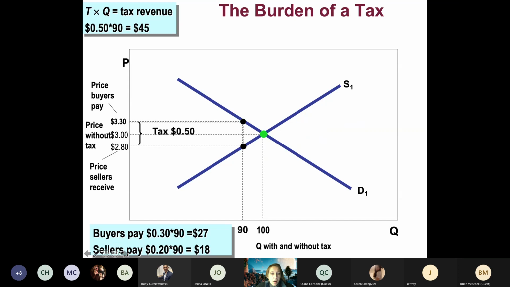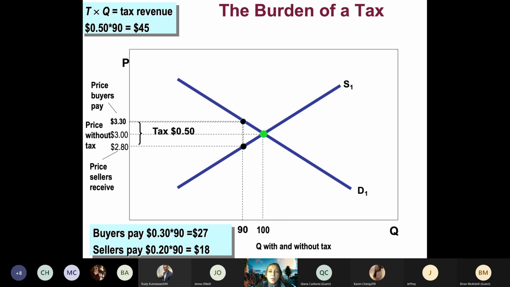In this case, also notice that buyers who used to pay $3 now pay $3.30. So they pay 30 cents out of 50 cents, times 90, the amount sold. So the burden for the buyers is $27. They pay that tax. And the sellers have a slightly smaller burden of $18 because they pay the 20% portion of the tax.